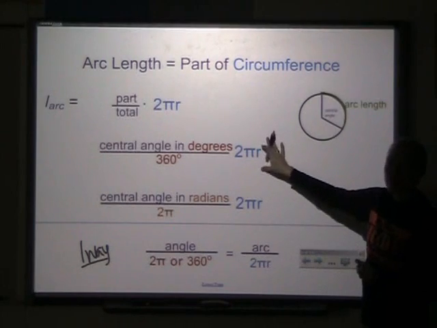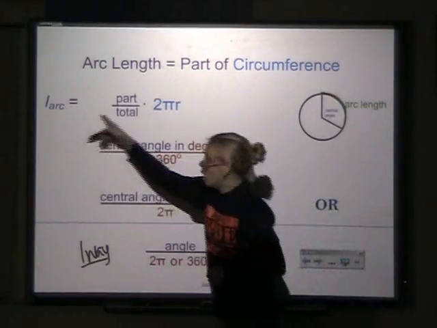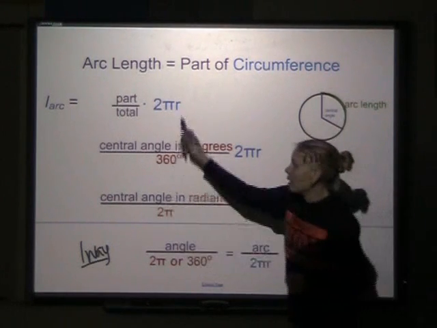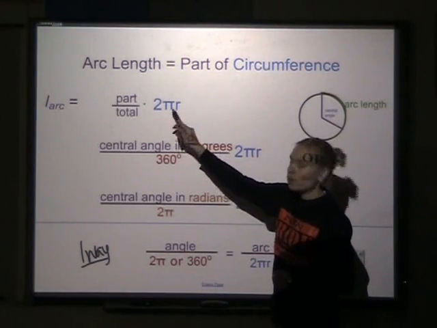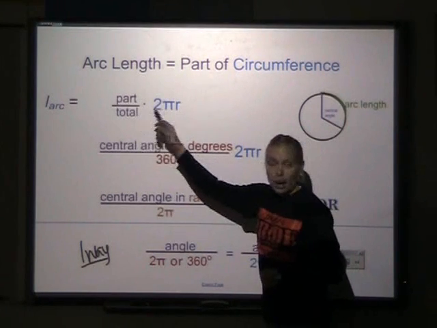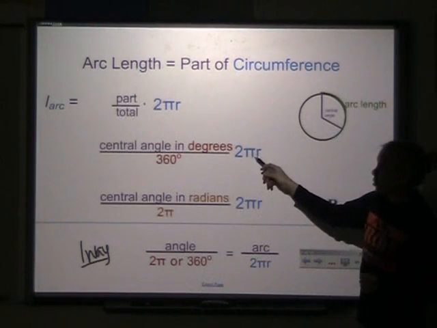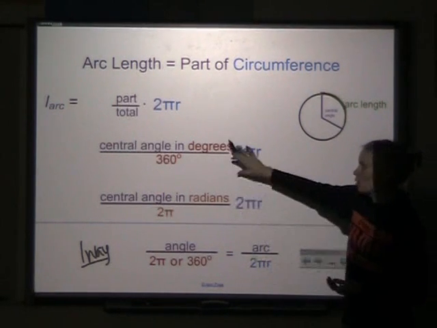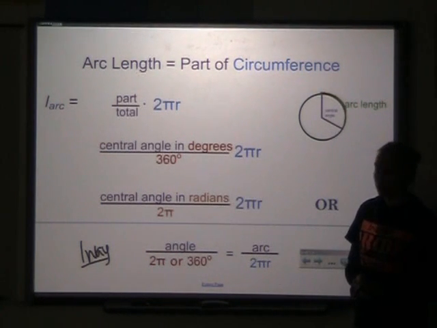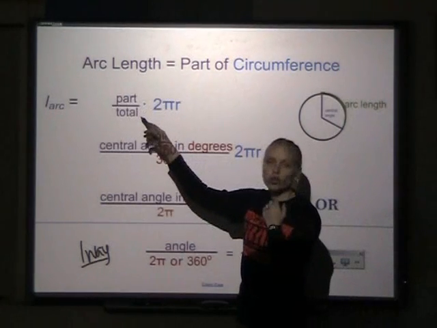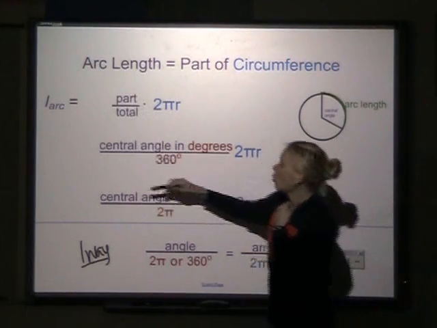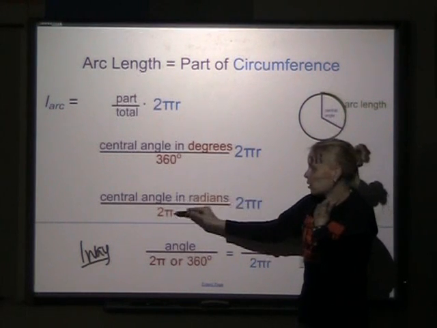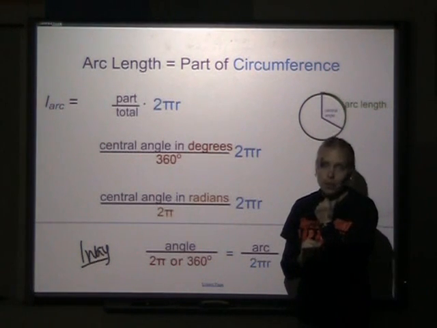Okay, so if I'm going to solve the problem this way, here's the same formula. I just looked at cross multiplying and dividing by, and I wrote it in 2 pi. So if I'm given it in radians, I'm going to use the top one. If I'm given it in degrees, I would use the bottom one. Okay, so in degrees versus in radians. This is why it says part over total. Part over total just means your angle over what it's out of, either 360 or 2 pi.